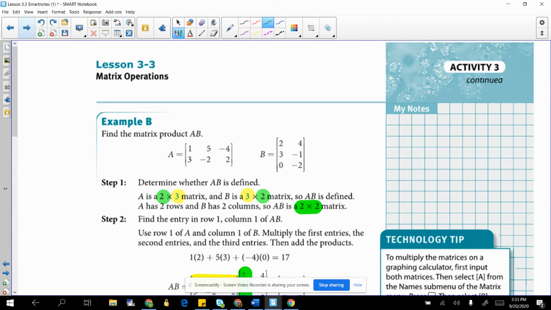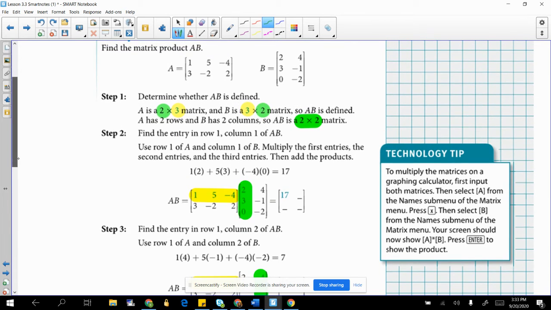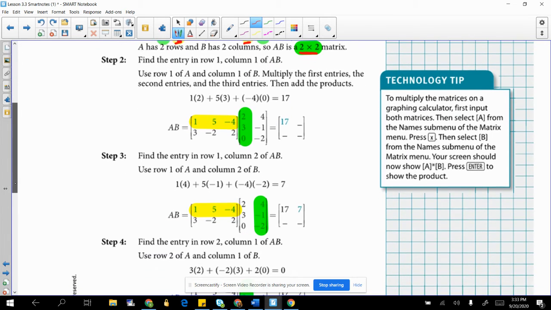All right, so in example B here, you are finding the product of matrix A and matrix B. First thing, it says determine whether AB is defined. Well, A is a 2 by 3 and B is a 3 by 2. So yes, we know that these 3's match up. And then we also know that our solution, our answer, or our product is going to be a 2 by 2 because those are the outer numbers. So how do we actually multiply this?